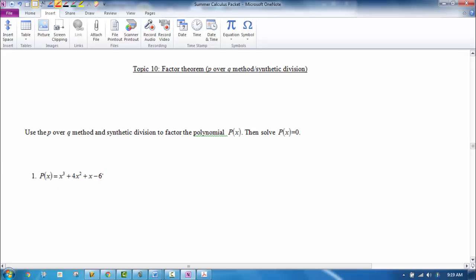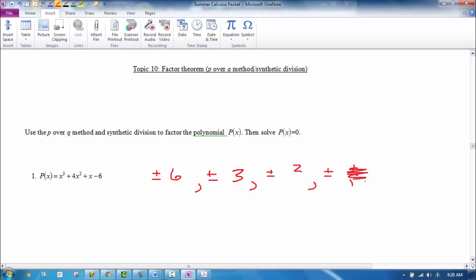So what we're going to do is take factors of the last coefficient, which would be P, over factors of the leading coefficient. So we have plus or minus 6 over 1, plus or minus 3 over 1, plus or minus 2 over 1, and plus or minus 1 over 1. So all I did was take factors of the last coefficient, which are obviously 6, 3, 2, and 1, over factors of the leading coefficient, which is just 1. And you have to do both positive and negative. So basically we have plus or minus 6, plus or minus 3, plus or minus 2, and plus or minus 1.